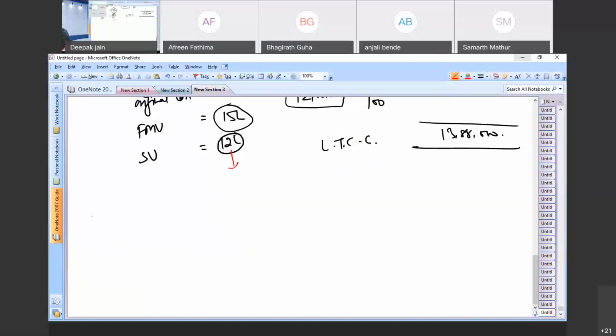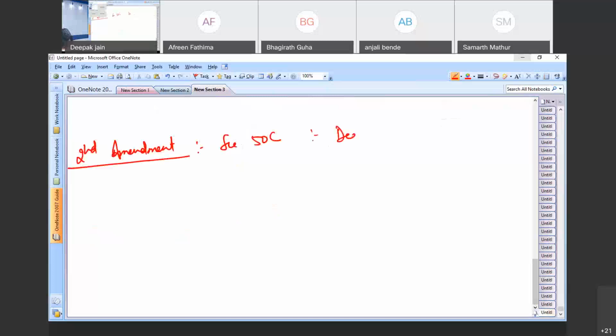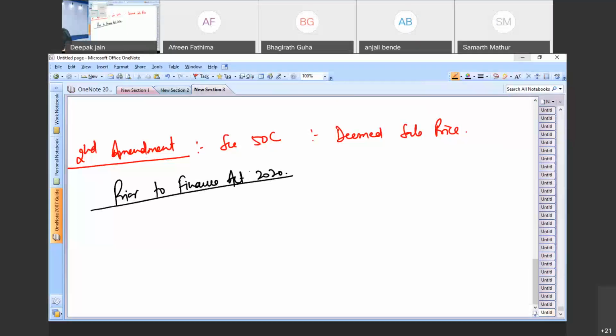Second amendment, section 50C. Prior to Finance Act 2020, what was Section 50C? Deemed sale price. Prior to Finance Act 2020, we have to compare two things: the sale price of property and the stamp value of property as on the date of sale.